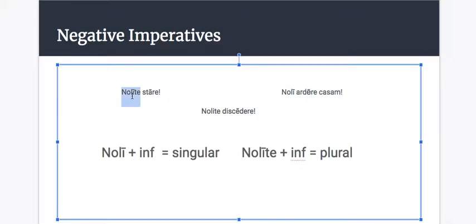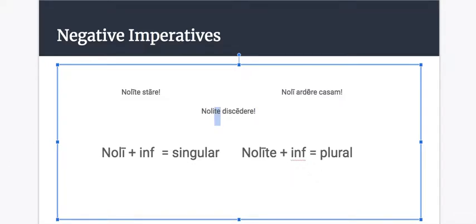So I have some over here. Nolite stare would mean don't stand. Noli accendere casam, very important to warn people not to do. Don't burn the house. And notice I'm telling just one person that because it's noli. And this last one, nolite discedere. We haven't learned this word yet. Discedere means to leave. So nolite discedere means don't leave. And am I talking to one person or two people here? More than one person, I should say, because there's a te, right?